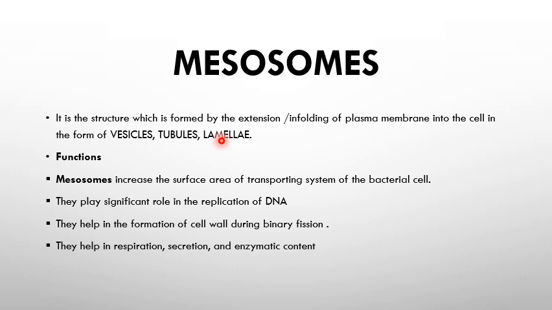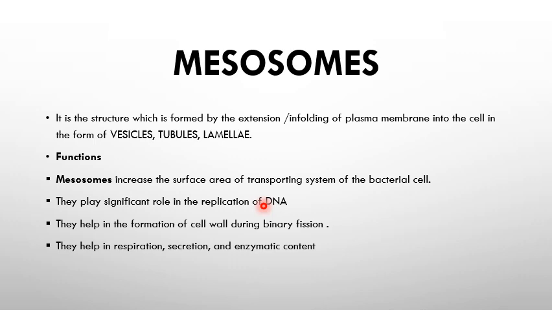What are the main functions of the mesosomes? Mesosomes increase the surface area of the transport system of the bacterial cell. Bacterial cells means your prokaryotic cell. They play a significant role in replication of DNA. Replication of DNA means forming copies of DNA. From one DNA, two DNAs are formed and they go on further. So replication of DNA means the formation of copies of the DNA.